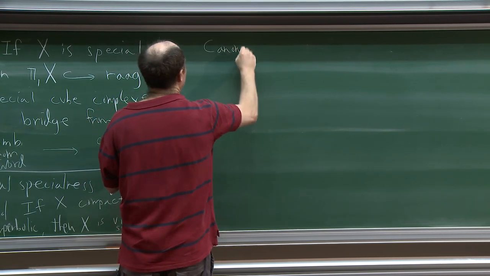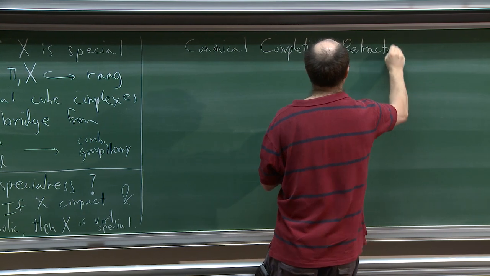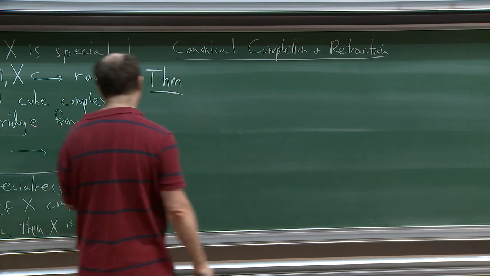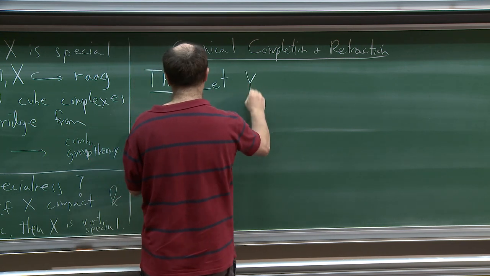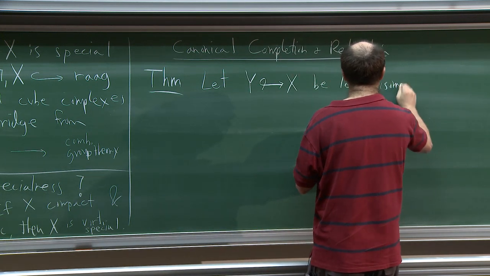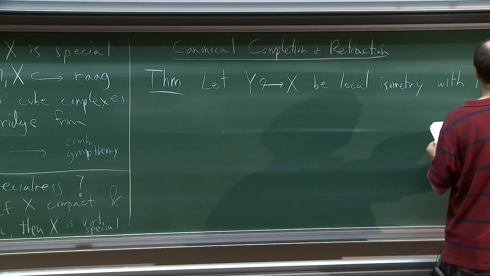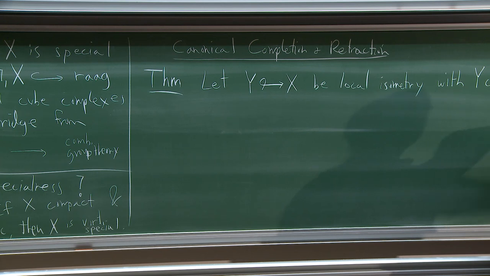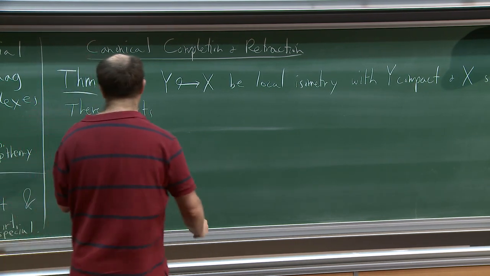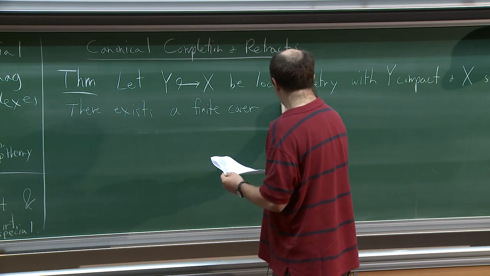There's something that we call canonical completion and retraction. And I'm just going to suggest it. So there's the following theorem about special cube complexes. Let Y to X be a local isometry with Y compact and X special. There exists a finite covering space of X. I will use the offensive notation.